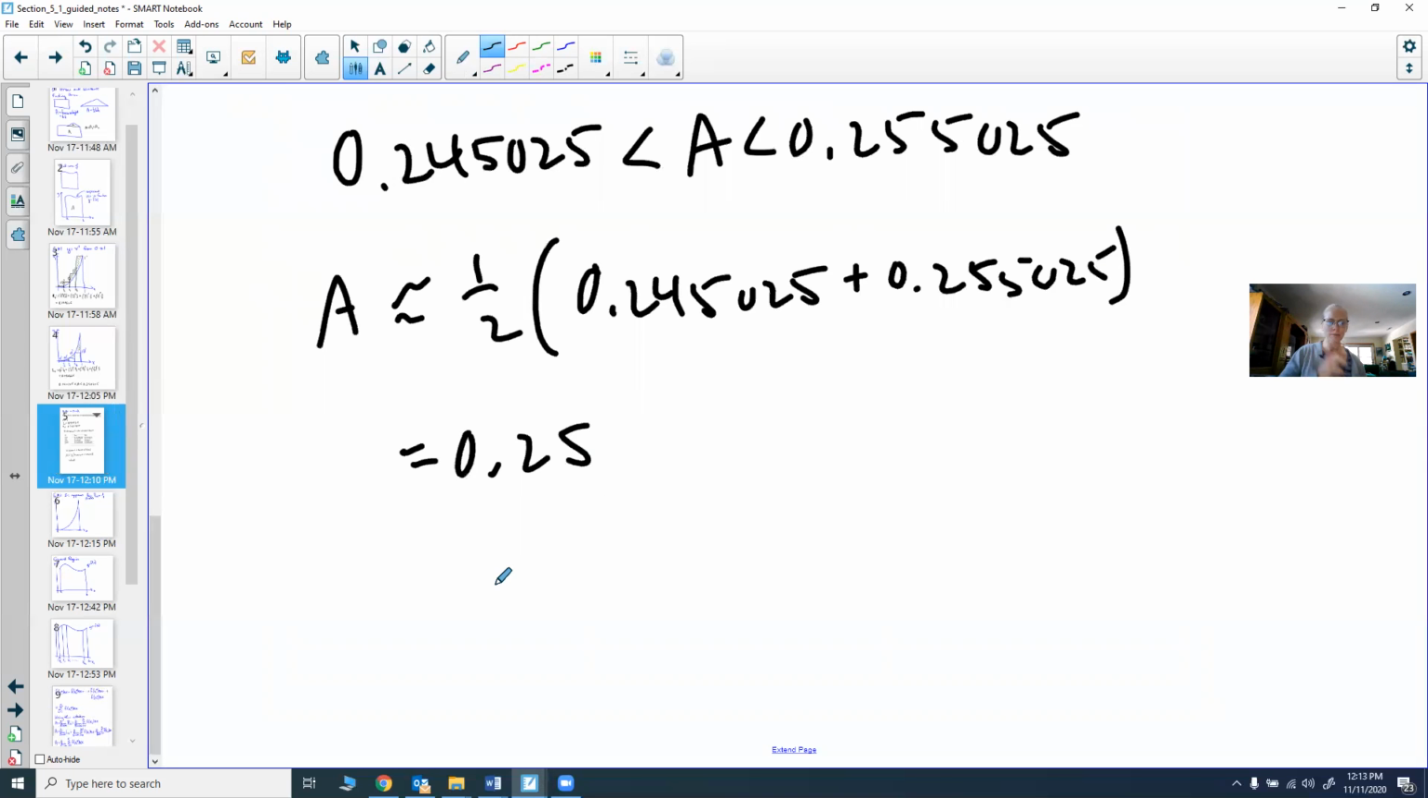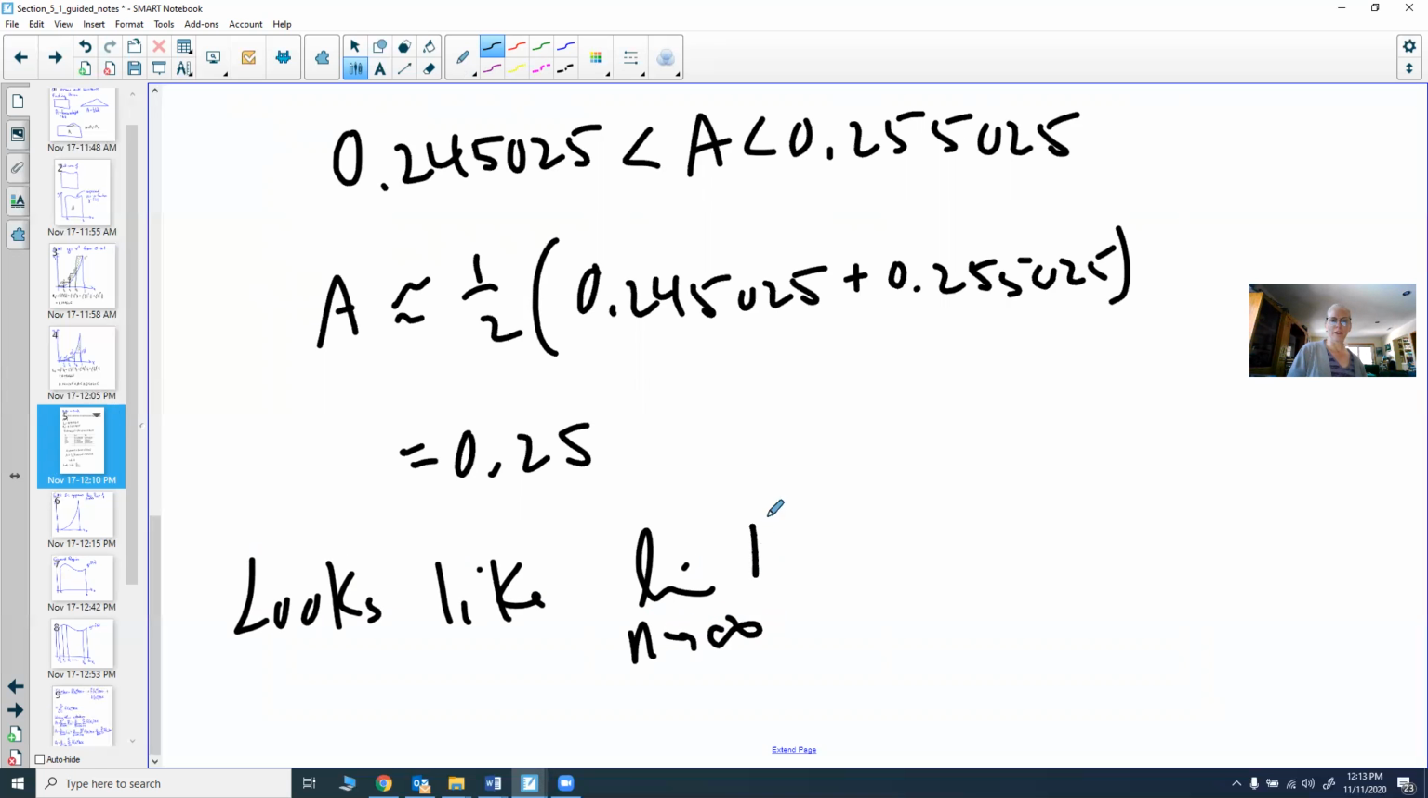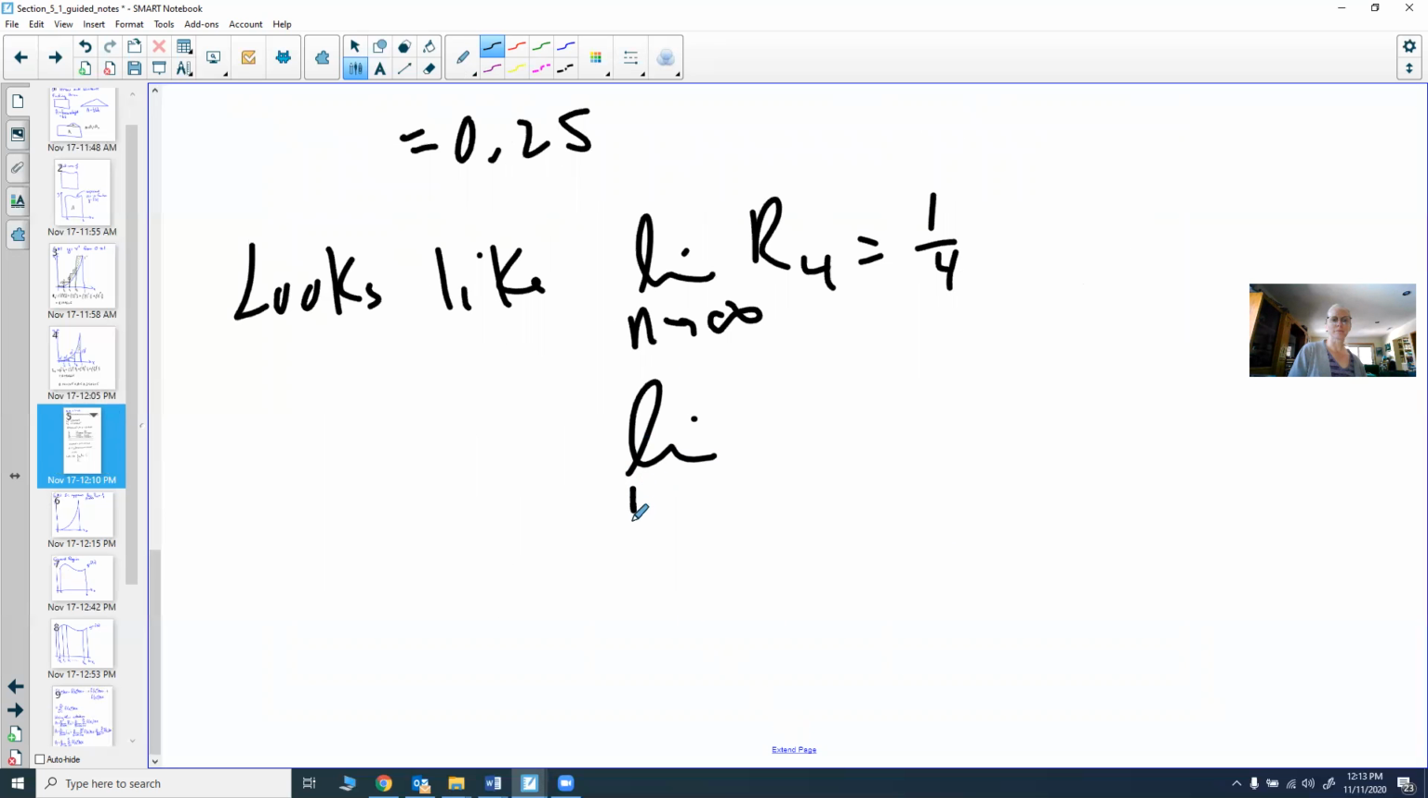I'm not positive that's what it is, but it looks like the limit of the right-hand sums and left-hand sums is the same. So we can just kind of say that it looks like the limit as n gets bigger and bigger and bigger, which means it's going to infinity, of that right-hand sum is 1/4. And also, by the way, the left-hand sum. It looks like they're both getting to be about 1/4. That's where they look like they're heading. And we've got that now.